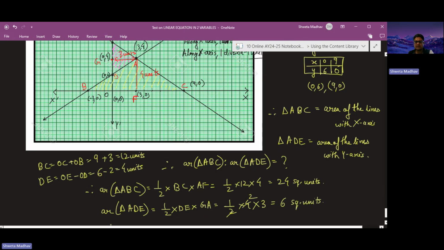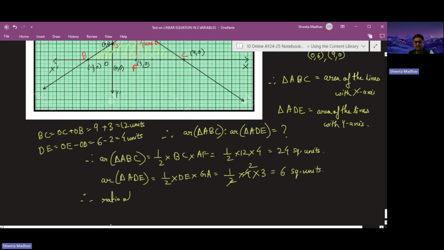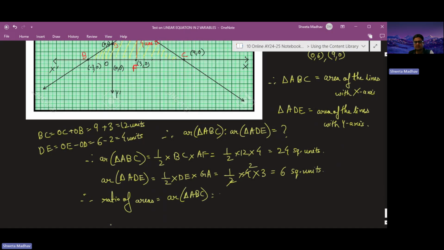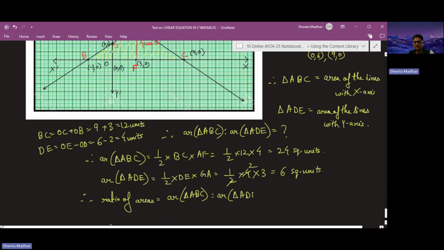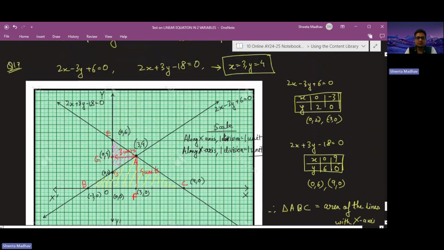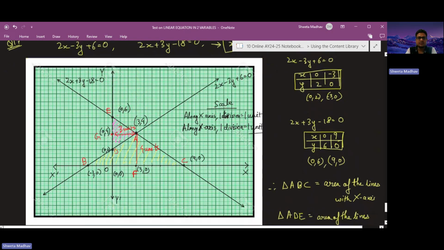Therefore, the required ratio of the areas, area of triangle ABC is to area of triangle ADE, is equal to 24 is to 6, which is 4 is to 1. That is the answer. So this is the graph where you should draw the scale also, and you should show their point of intersection, which is the point A.